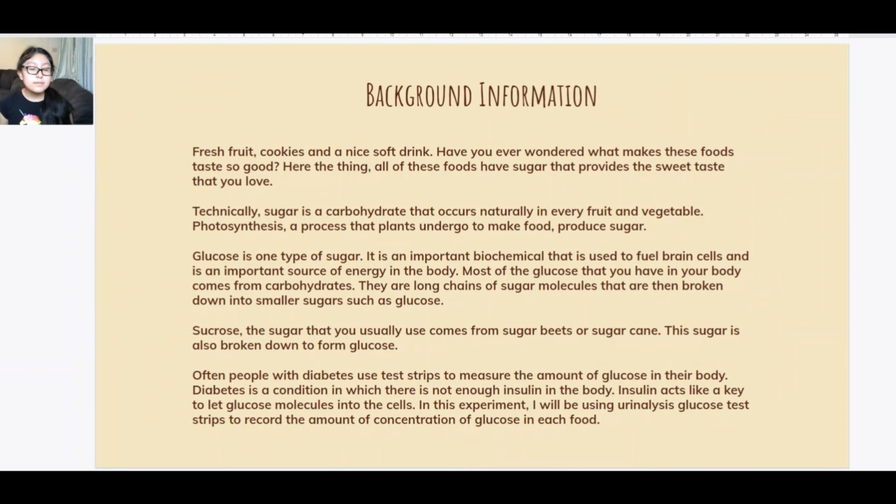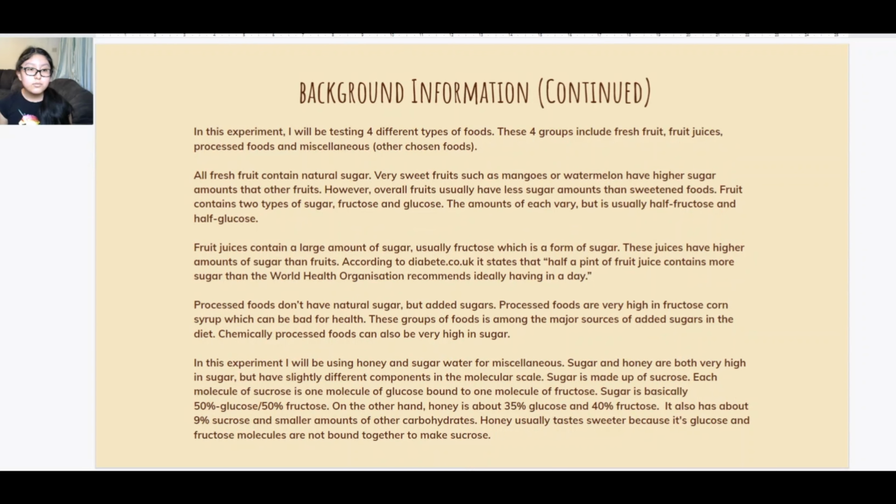So glucose is a type of sugar. It is used to fuel brain cells and is an important source of energy in the body. Most of the glucose in your body comes from carbohydrates, which are long chains of sugar molecules. This was more background information about each type of food that I tested in the experiment.